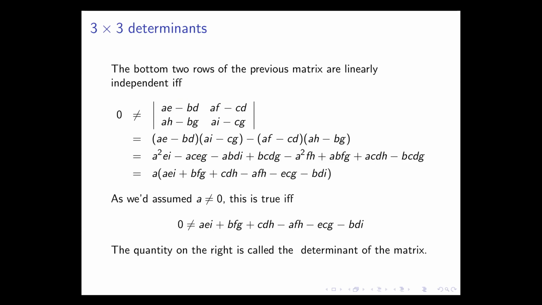Since we assume that A is not equal to 0, the expression above is not equal to 0 if and only if we can cancel A, so that the expression in the parentheses is not equal to 0. And this is called the determinant of that matrix. Only now this matrix is 3 by 3.